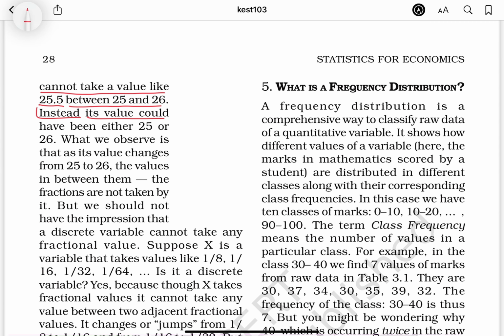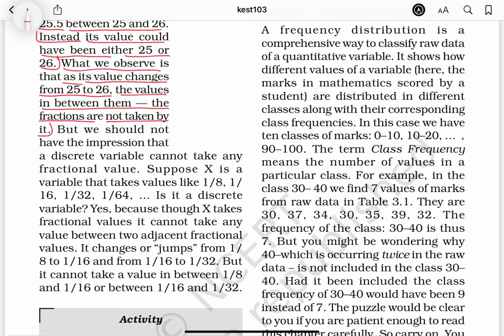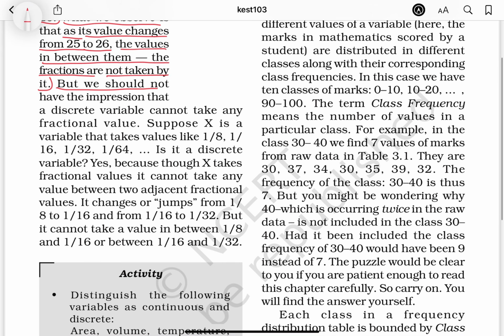Instead, its value could have been either 25 or 26. What we observe is that as its value changes from 25 to 26, the values in between them, the fractions, are not taken by it. But we should not have the impression that a discrete variable cannot take any fractional value.